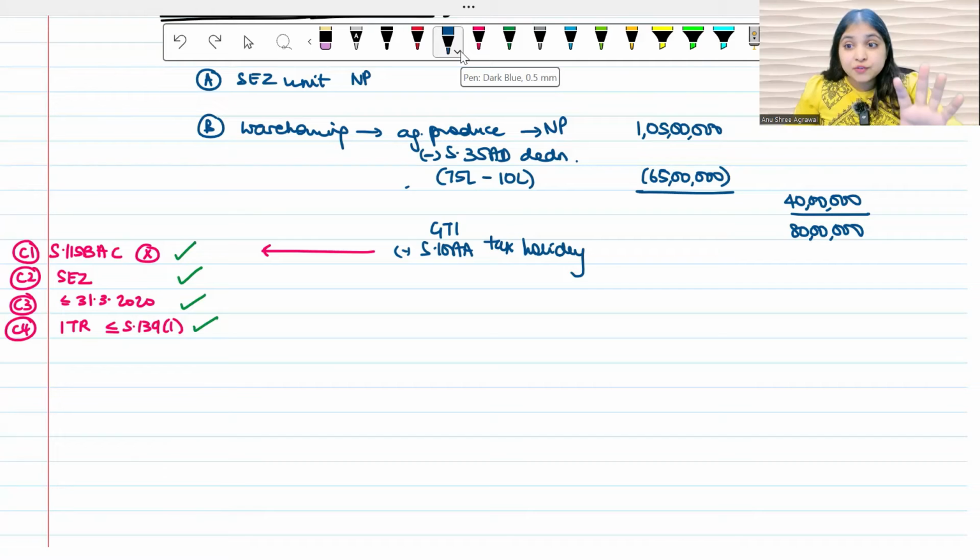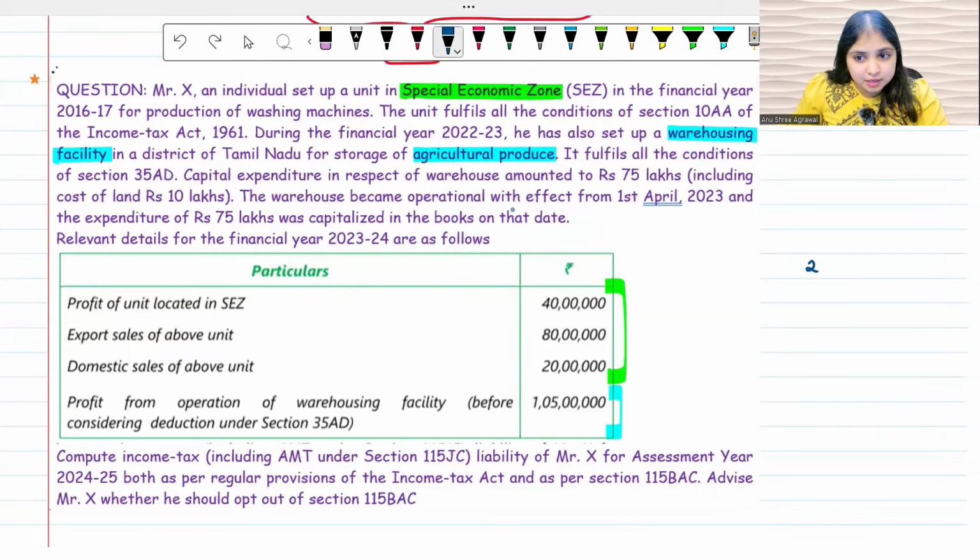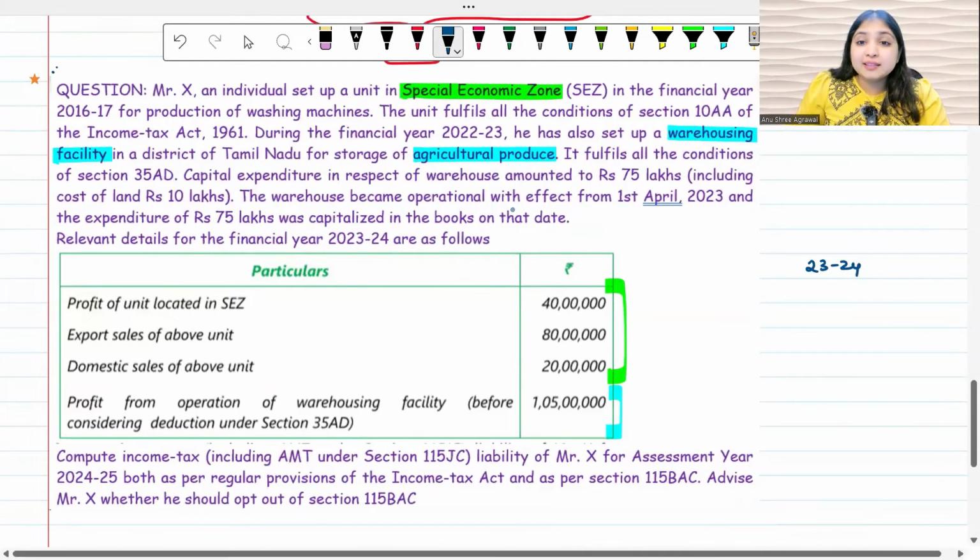For the next 5 years, we get a deduction of 50%, or whatever is transferred into the SEZ reinvestment reserve, whichever is lesser. Right, guys? Now, which year are we in right now? In this question, we are doing the calculation for previous year 23-24. And this SEZ unit's manufacturing had started in 2016-17. So which year are we in?